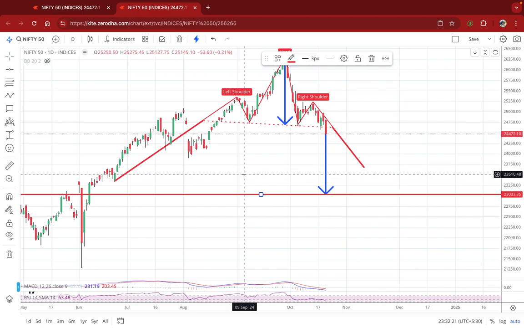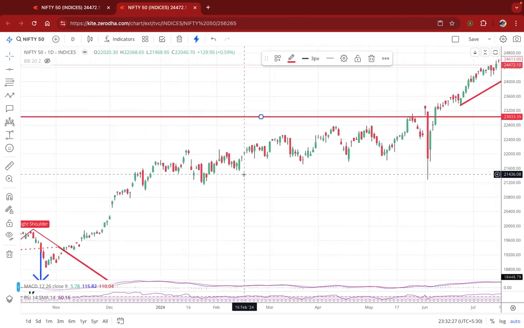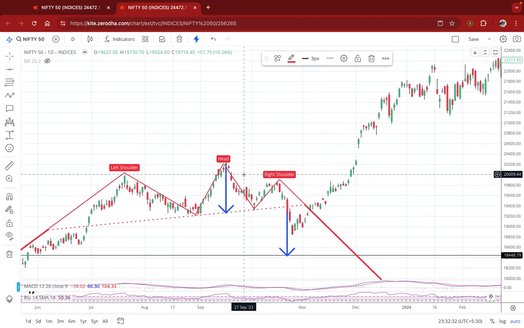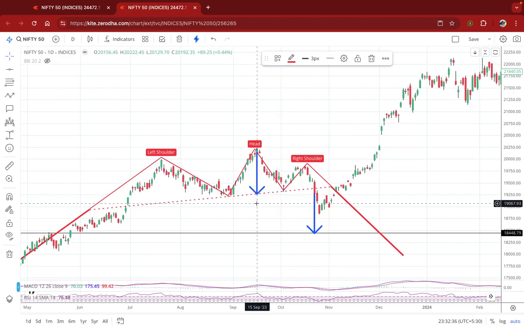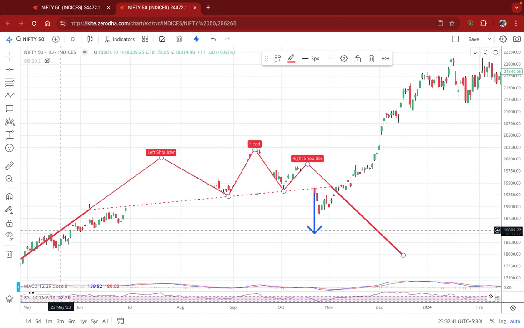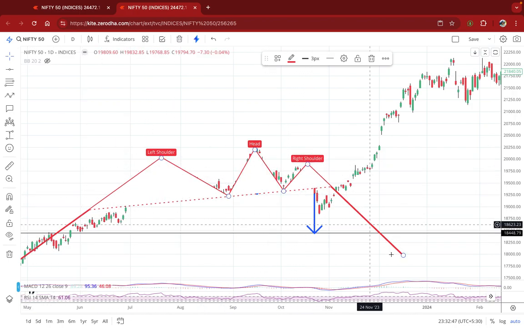So I have already drawn this pattern in the past. I've done some homework and I'll be showing it to you. As we go back, we find a similar pattern which was formed somewhere here. The date here is 15 September 23, and the pattern is shown on the chart. So it went up, came down, went up again, came down, up and down again.